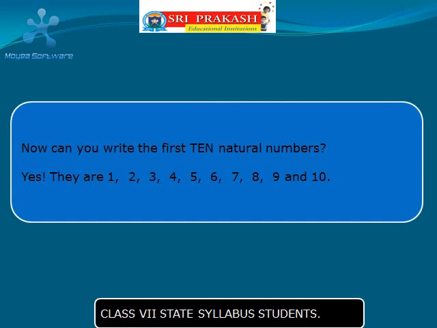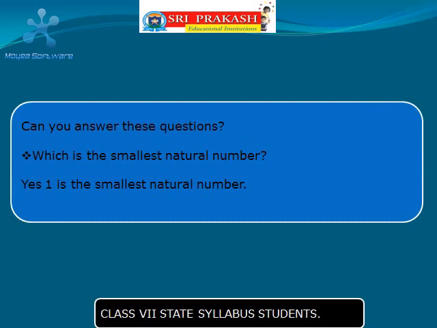Now, can you write the first 10 natural numbers? Yes, they are 1, 2, 3, 4, 5, 6, 7, 8, 9 and 10. Now, children, can you answer these questions? The first question is, which is the smallest natural number? Yes, 1 is the smallest natural number.